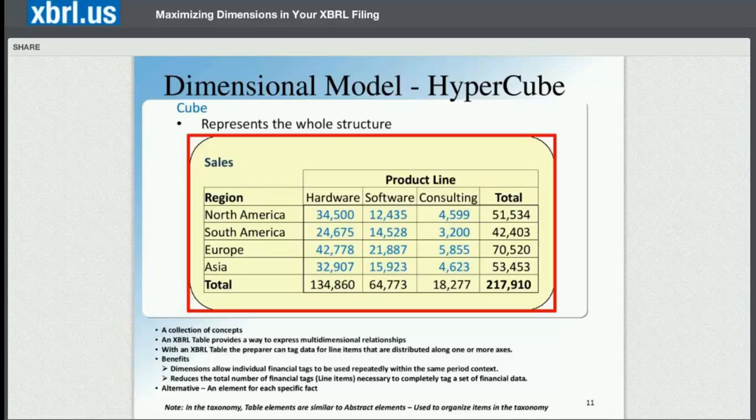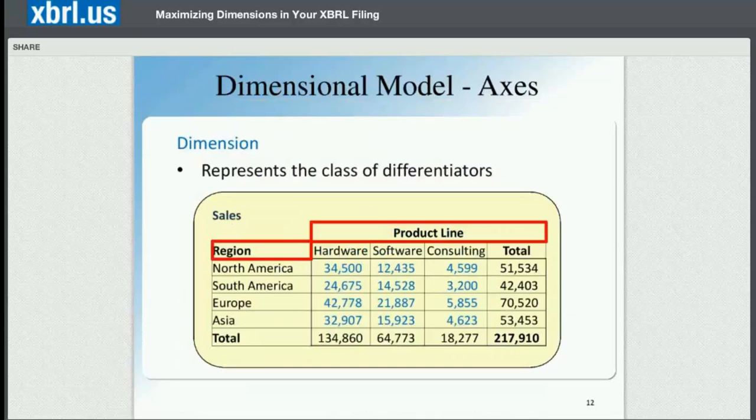It's a little bit more specific than a balance sheet abstract, which we know is a balance sheet, but a balance sheet could have anything and everything from assets, liabilities, and equity type concepts in it. Tables are going to be a bit more specific than that. So the cube is represented by a table element in the US GAAP Taxonomy, and it's an abstract that doesn't tag data. It's the entire structure.